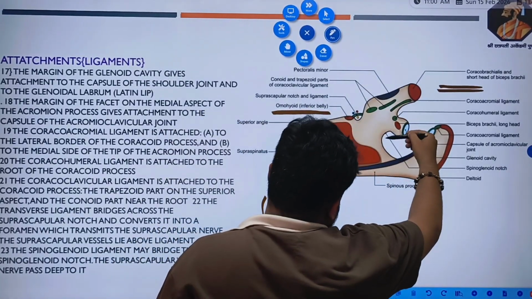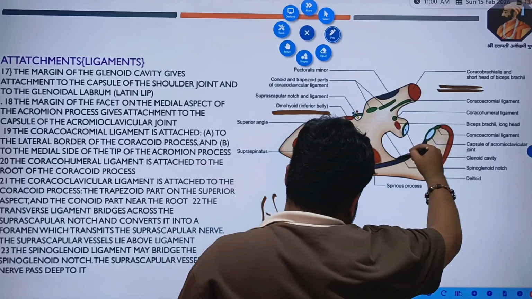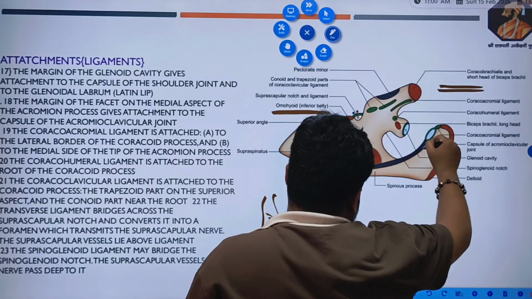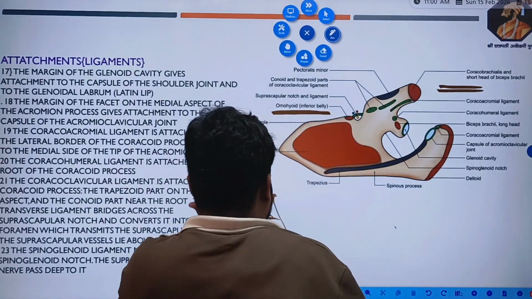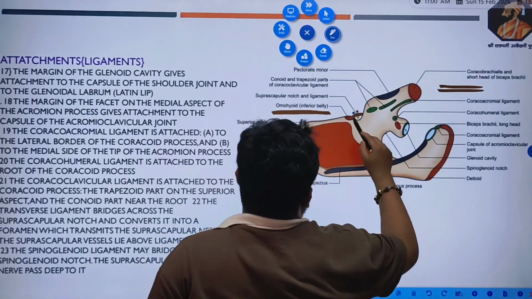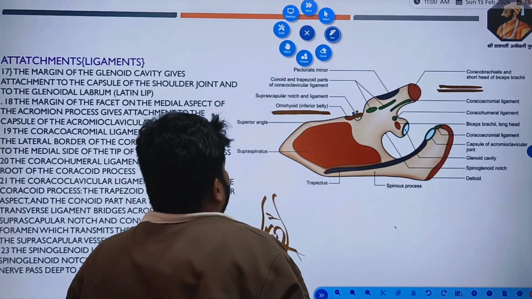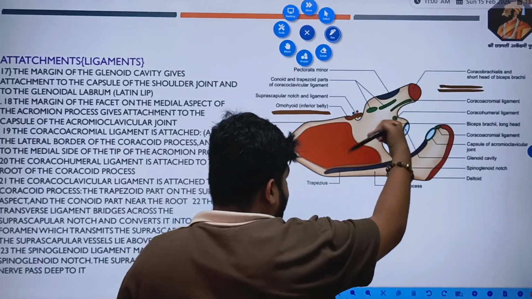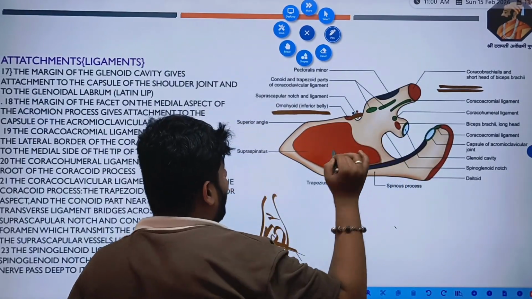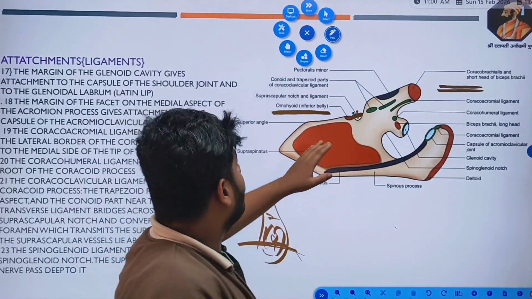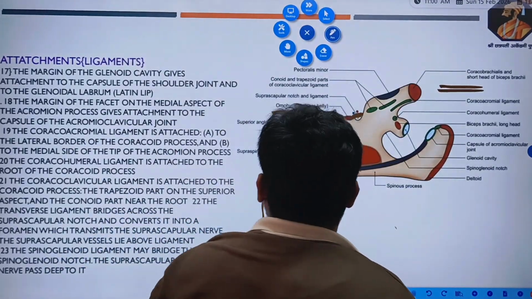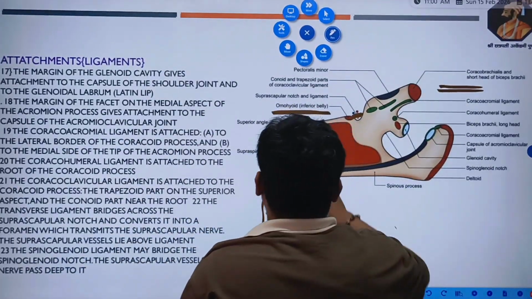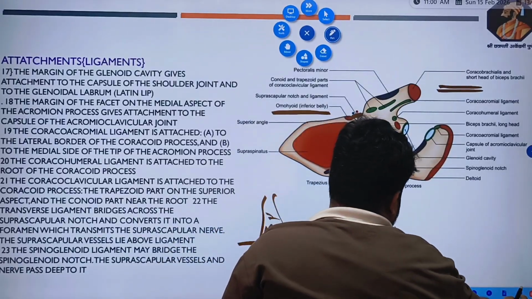There is a spinoglenoid notch present here, between the spinous process and the glenoid. Here there is a bridging ligament, called the suprascapular ligament, which forms a bridge, and below that bridge the respective artery passes. So it works like a bridge between these two bones. This is the superior angle, as we saw earlier.